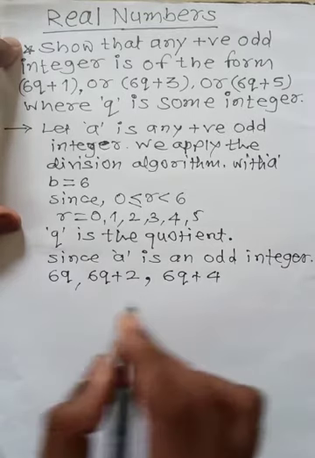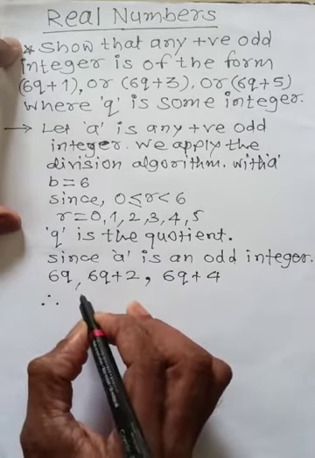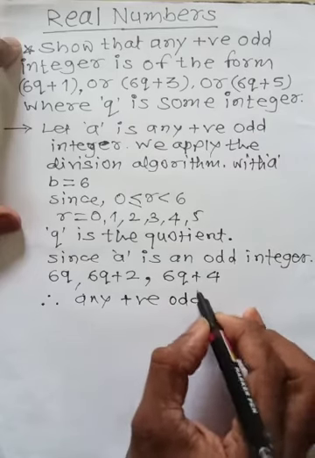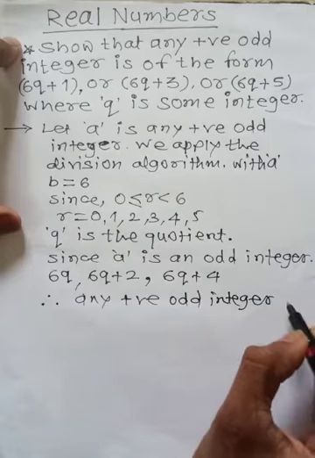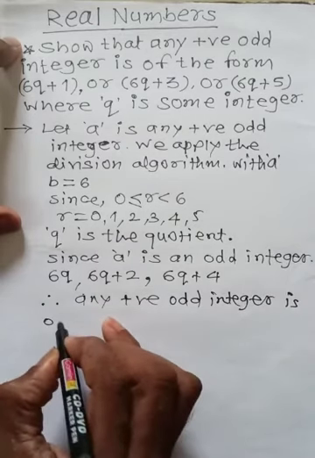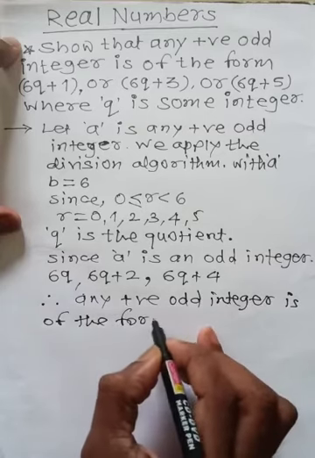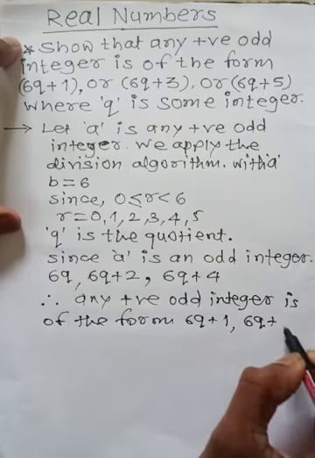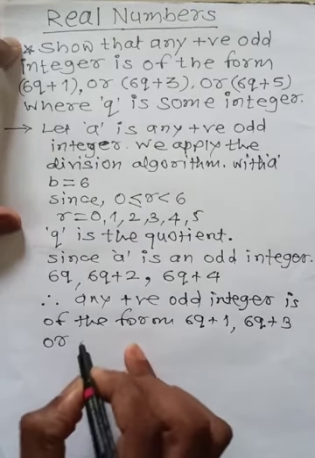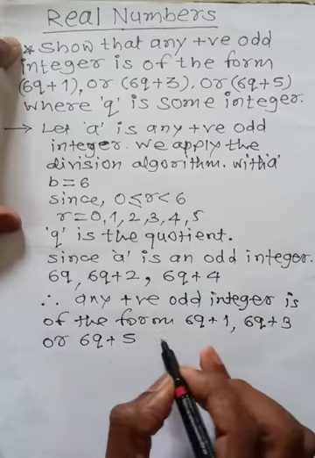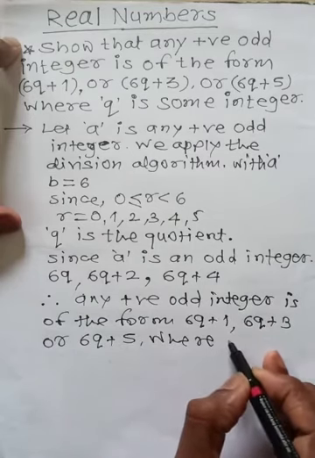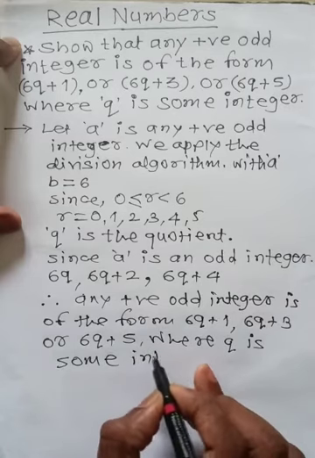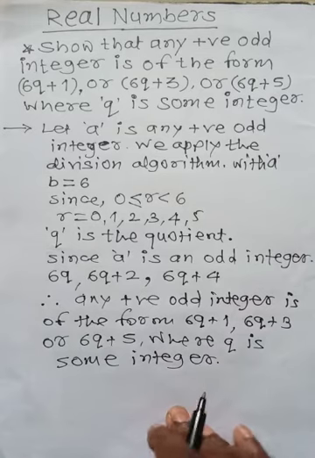Therefore we finally write here, any positive odd integer is of the form 6q plus 1, 6q plus 3 or 6q plus 5, where q is some integer. This is our final answer.